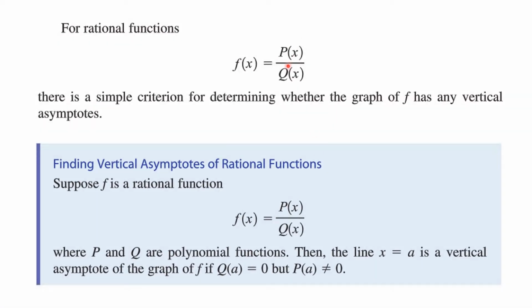And for rational functions, being a ratio of polynomials, where p of x is a polynomial and q of x is a polynomial, there's a simple criterion to determine whether the graph has any vertical asymptotes, and it's quoted here. So, finding vertical asymptotes of a rational function: suppose f is a rational function, that is, f of x is equal to p of x over q of x, where both of those are polynomial functions. Then the line x equals a is a vertical asymptote of the graph of f if the denominator q of a is equal to 0, but the numerator p of a is not 0.